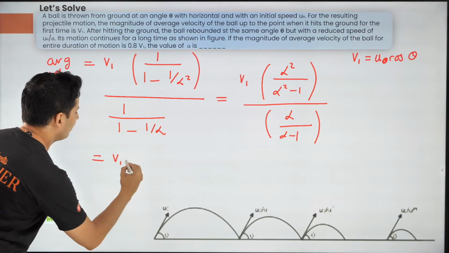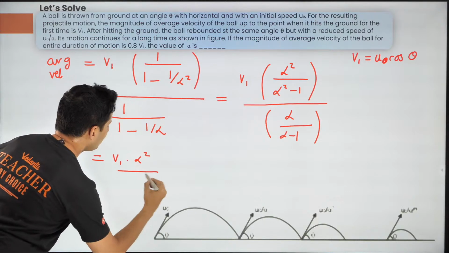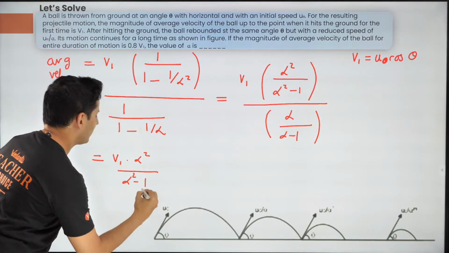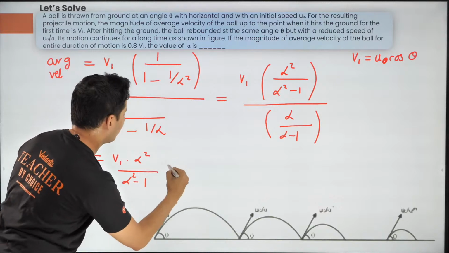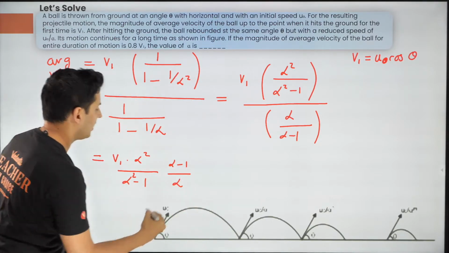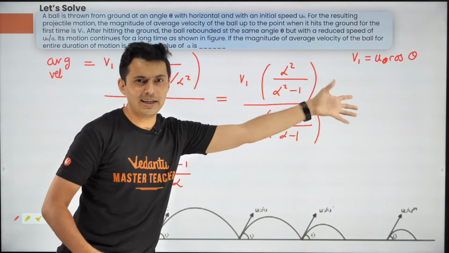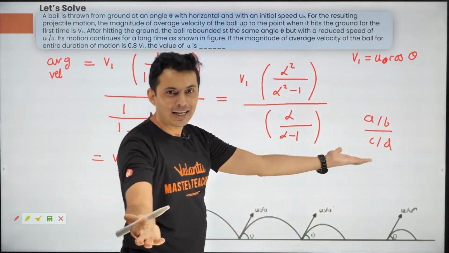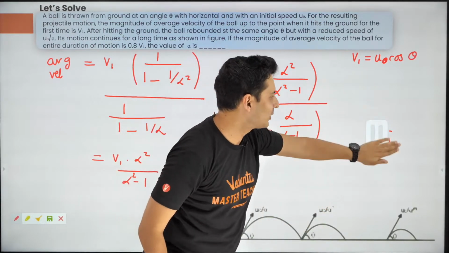That's it. It will be V1 alpha square upon alpha square minus 1. Okay, alpha square minus 1. And there you go. You have alpha minus 1 upon alpha. Just shift it on the top, right? Everybody knows this. A by B divided by C by D. Everybody has learned this in maths, how to take it on the top.